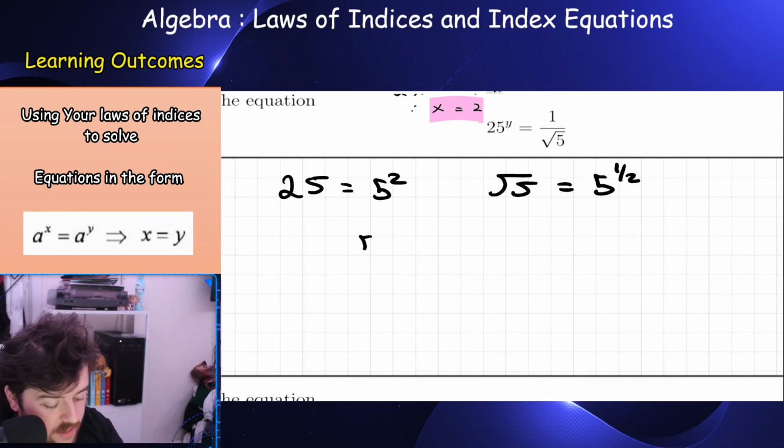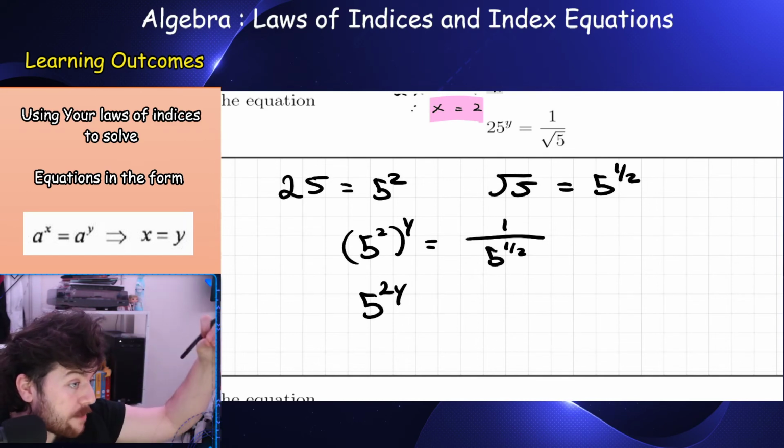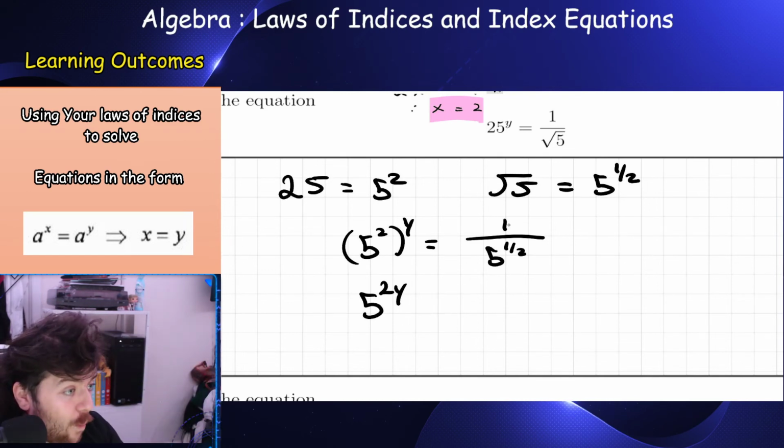Now I write it out. So 5 squared to the power of y equals 1 over 5 to the power of a half. So I have 5 to the power of 2y, because remember, a power to a power I multiply. Then I have 1 all over 5 to the power of a half. And I want to bring this up, so it's going to be 5 to the power of minus a half.